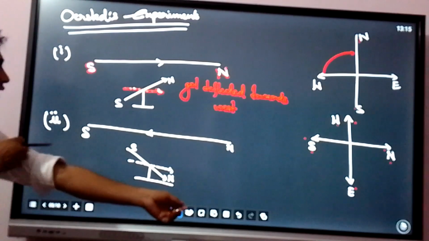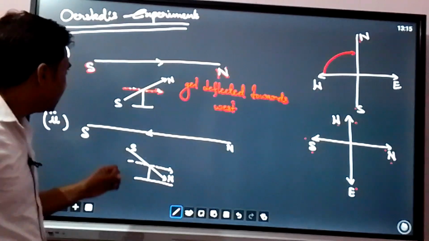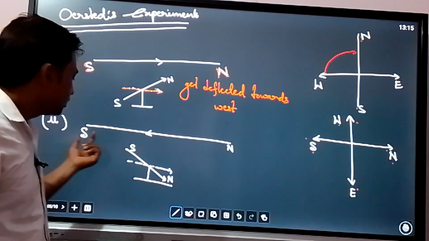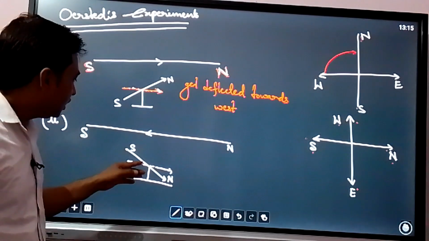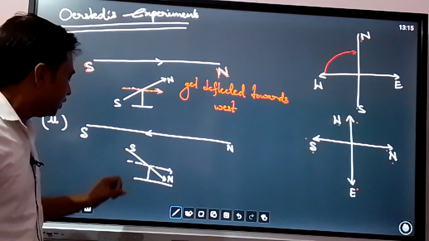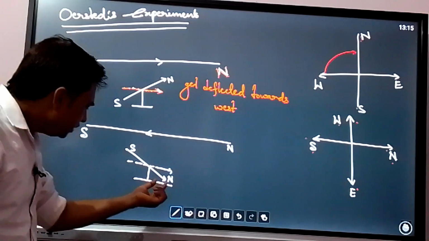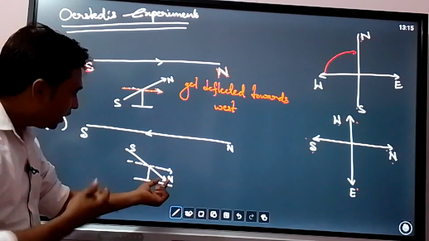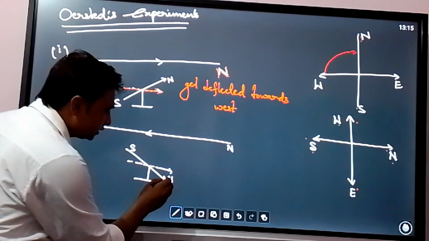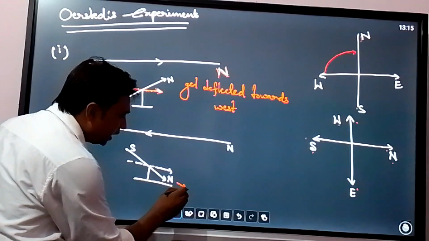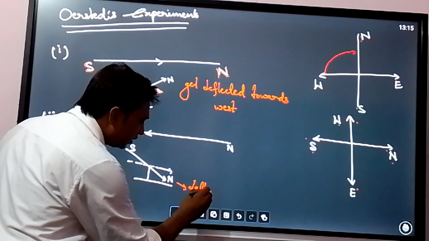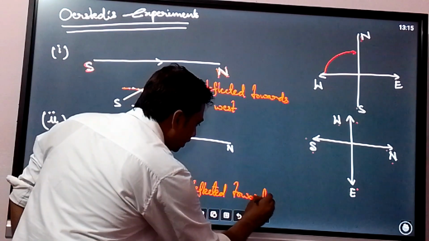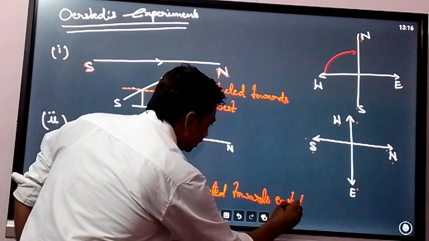Okay, and now what Oersted did is that he changed the direction of the current. Now the direction of the current has been changed from north to south, and again the magnetic needle is placed below the wire. So what he saw is that the north pole of this magnetic needle gets deflected towards the east direction. This is the north pole of the magnetic needle. It gets deflected towards the east direction.